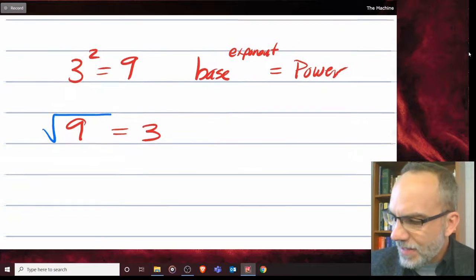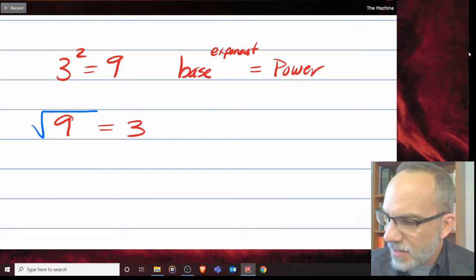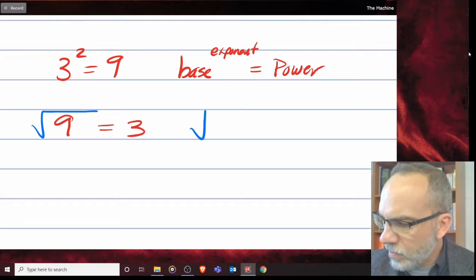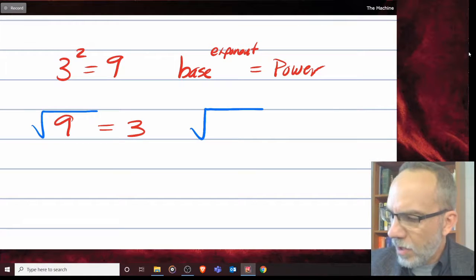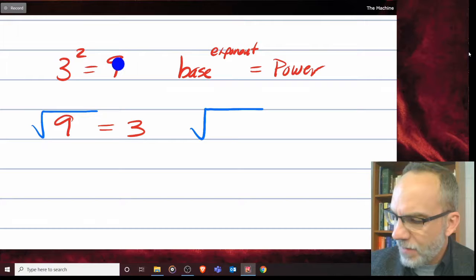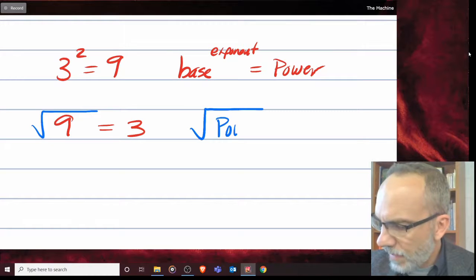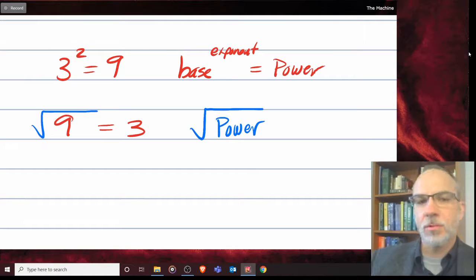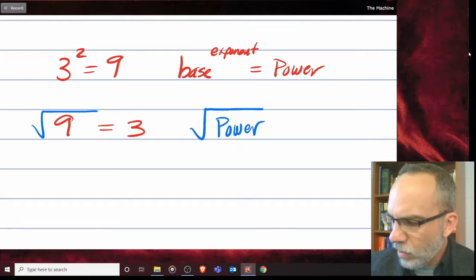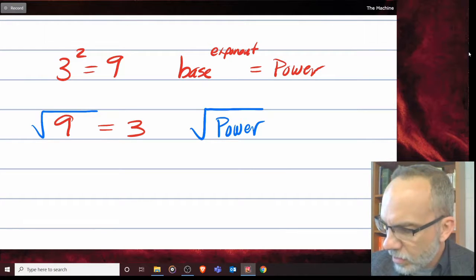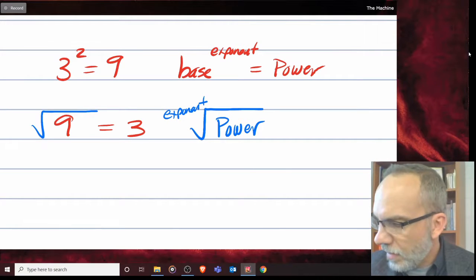So, if that's the case, doesn't that mean this? Doesn't that mean that I've got the square root symbol, and what has gone inside? The 9 went from the answer on this part to the kind of part of the question on this part. But what was 9? It was the power. So what goes under the square root symbol? It's the power that goes under the square root symbol. And the 2 was the exponent. Where does the 2 go here? It goes in the crook. So this then would be the exponent right there. And then the answer is the base.